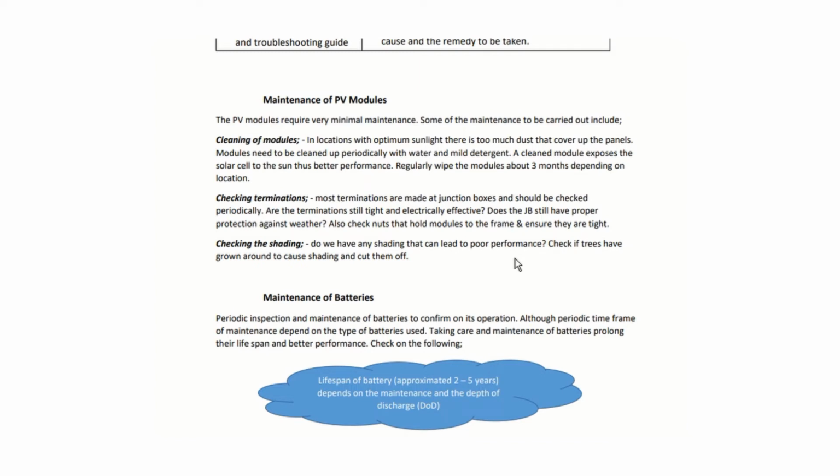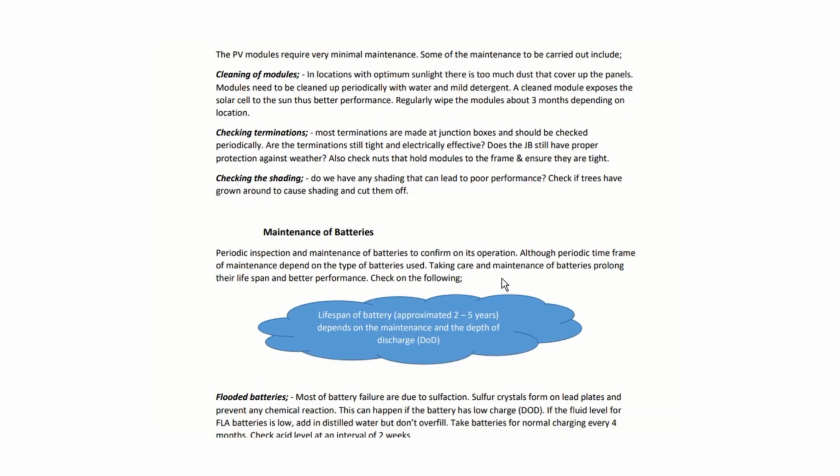Another part of a solar system that is very critical is the batteries, because this is where we store our charge, and during the night the batteries are able to provide the energy to be used at home or in the industry. So it's important to be conscious of the performance, the state of a solar battery, and we must maintain a solar battery by periodically inspecting and maintaining batteries to confirm its operation.